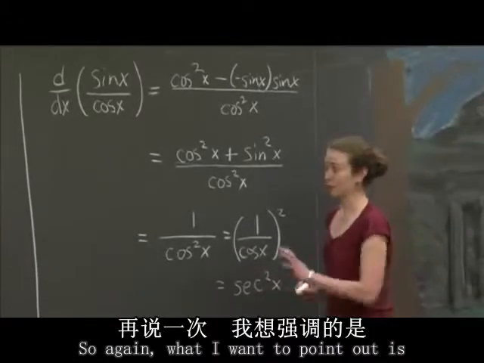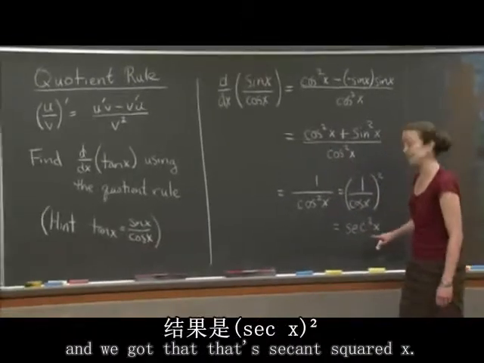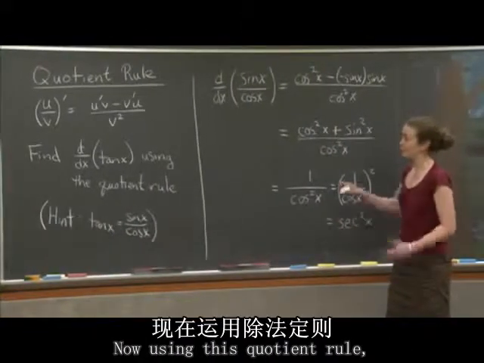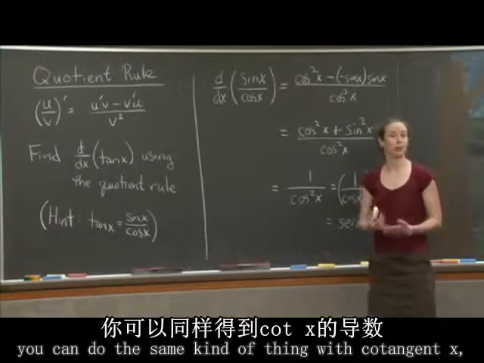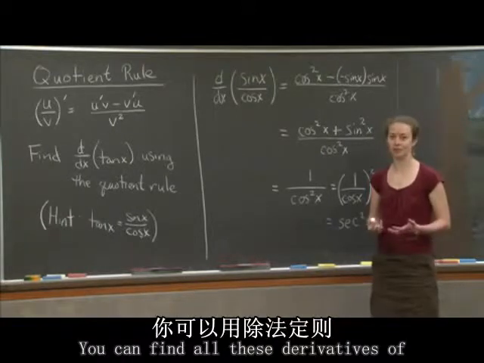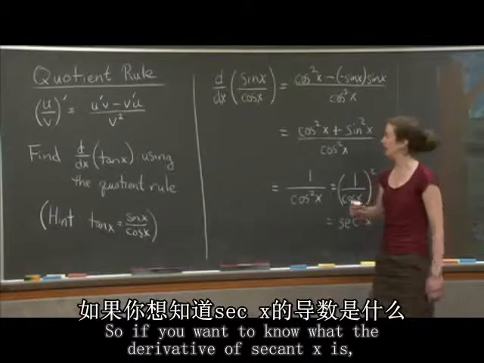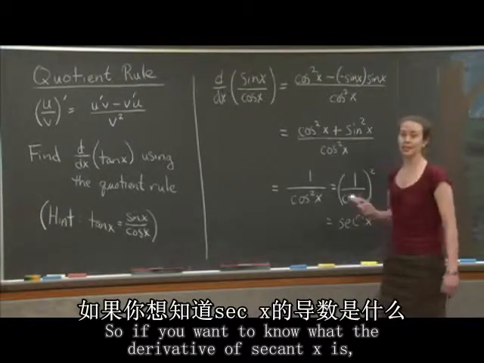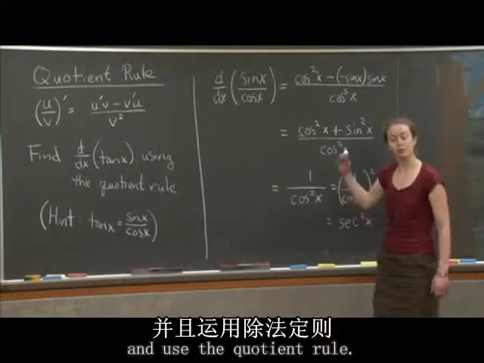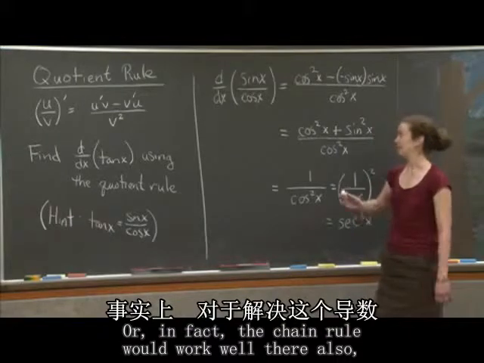So again, what I want to point out is we've now taken the derivative of tangent x, and we got that it's secant squared x. Using this quotient rule, you can do the same kind of thing with cotangent x, with cosecant x, with secant x. You can find all these derivatives of these trigonometric functions using the quotient rule. If you want to know the derivative of secant x, you should take d/dx of 1 divided by cosine x and use the quotient rule. Or, in fact, the chain rule would work well there also to find that derivative.